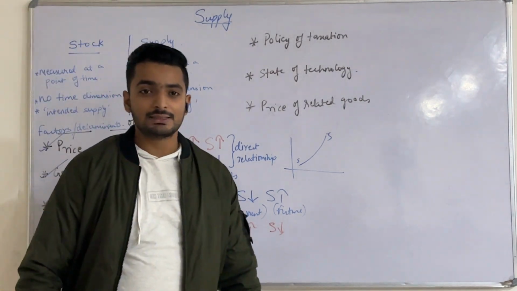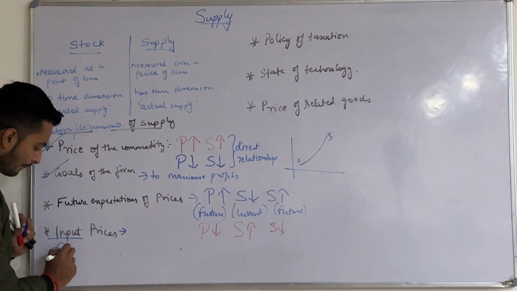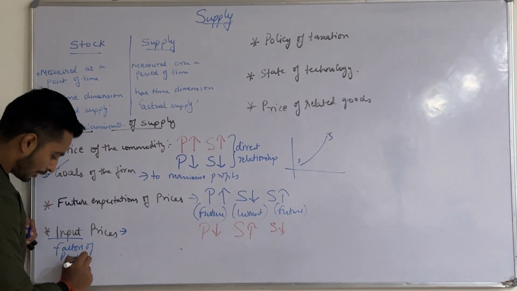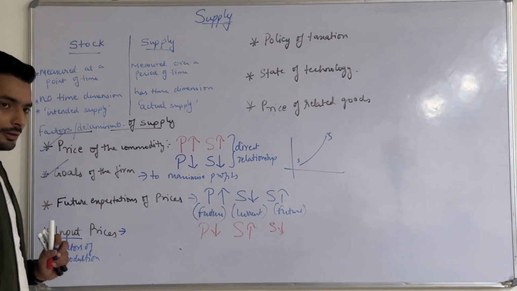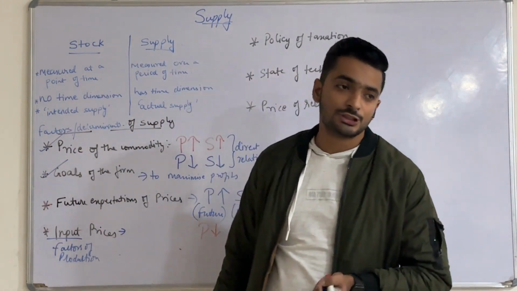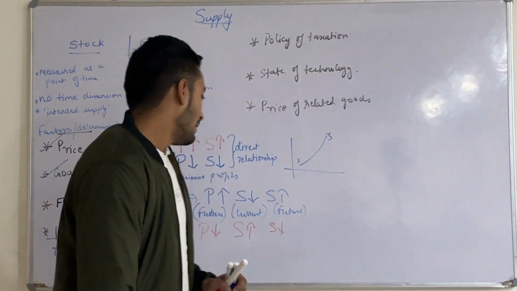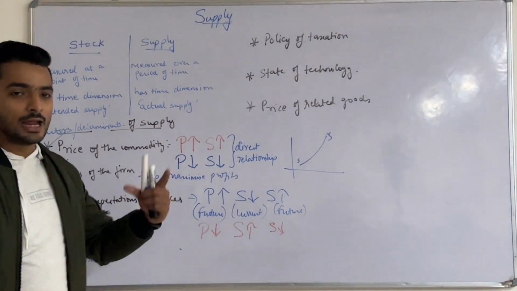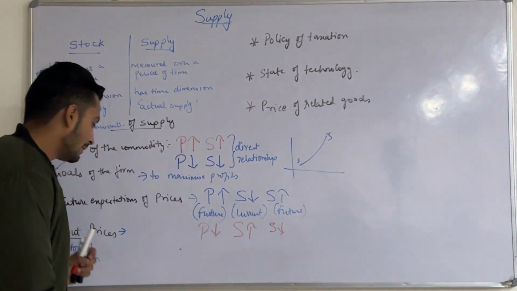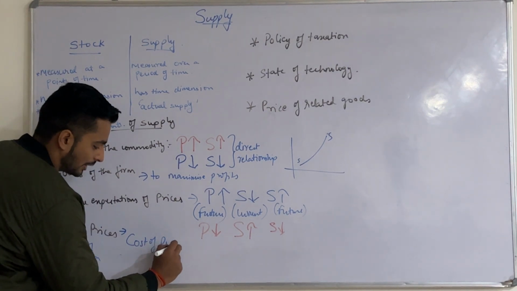Next is your input prices. Input prices means what is the another name of input? Factors of production. Input means factors of production. Resources which help in the process of production, that is factors of production: land, labor, capital. Now, how does this affect the supply? How do input prices affect the supply of a commodity?